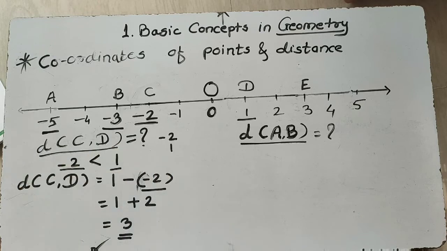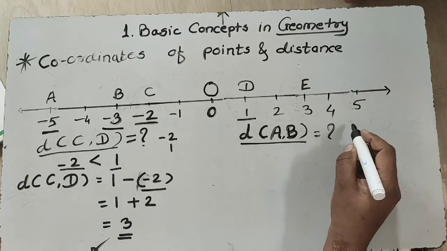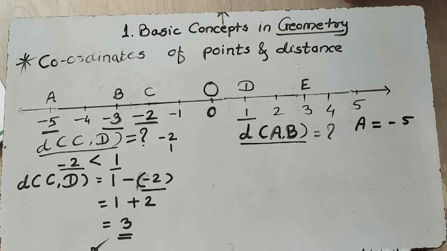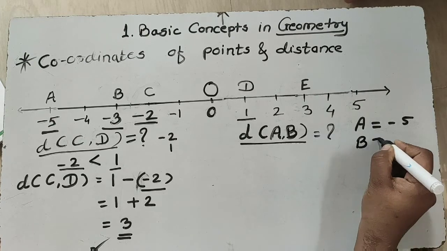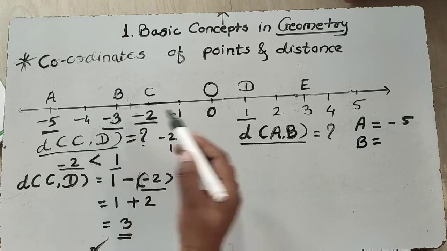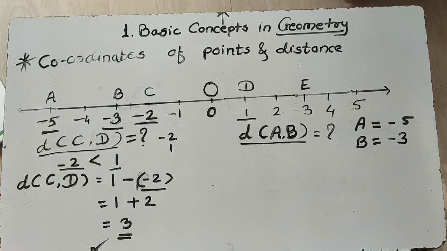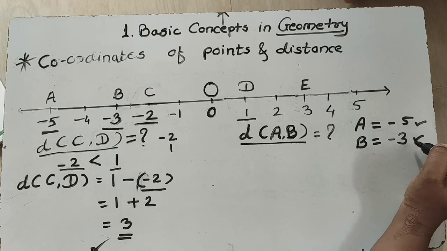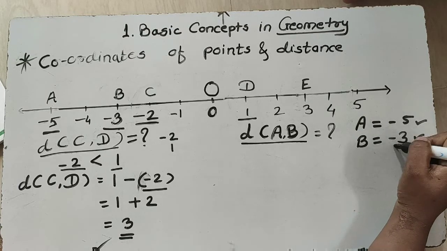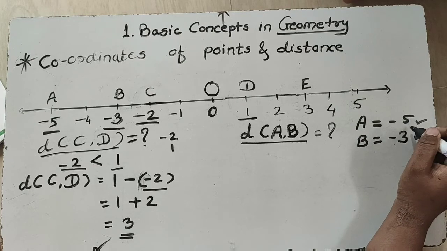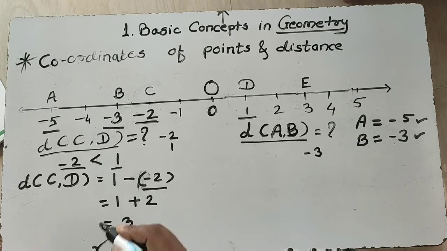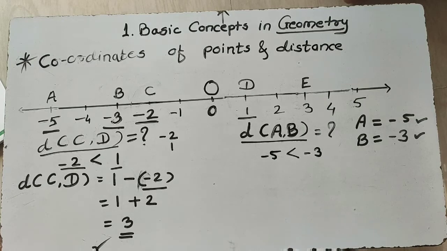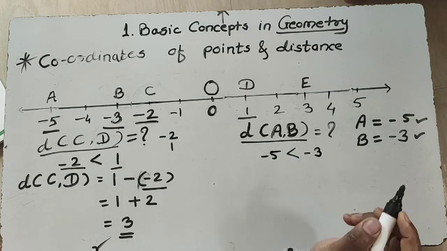Now here is A and here is B. So what is the coordinate of point A? A's coordinate is minus 5. The coordinate of point B, see here, is minus 3. Now we have to find the distance. Which number is greater, minus 5 or minus 3? As I told you, when the numbers are negative, the number that looks bigger is actually smaller, and the smaller one is bigger. So minus 3 is here, suppose minus 5 is written. Minus 5 is smaller than minus 3.